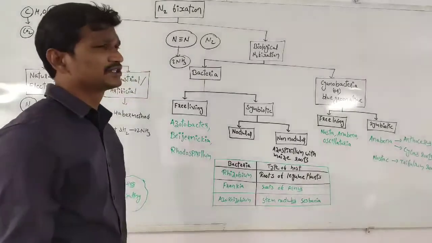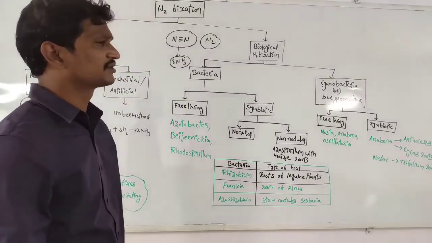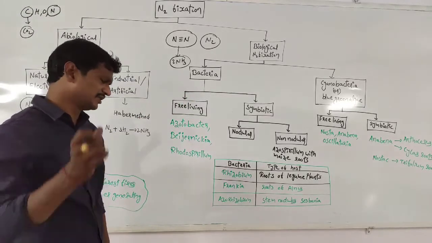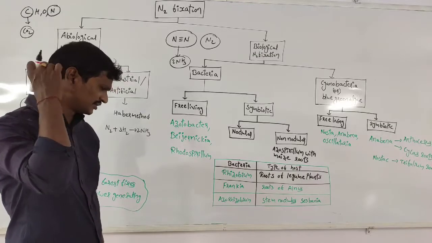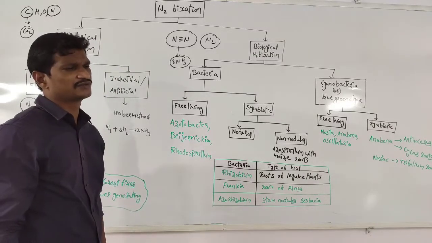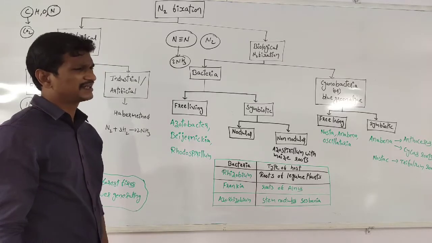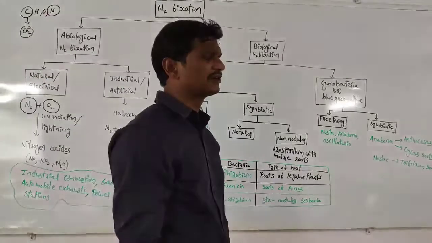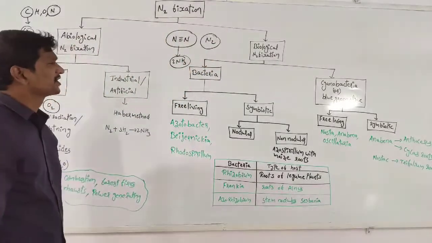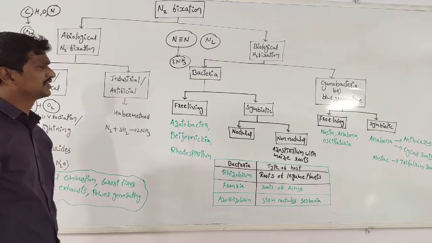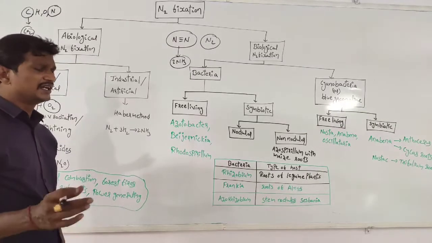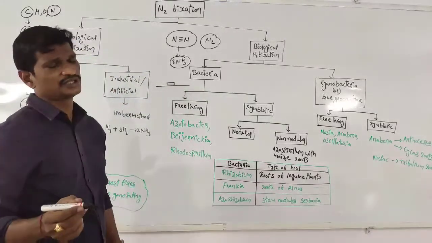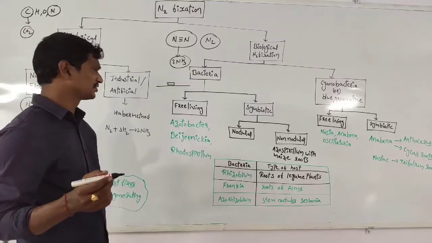Coming to the next one, the biological nitrogen fixation process. Here there is bacteria. Biological nitrogen fixation means living organisms are involved in the nitrogen fixation process. So here there are bacteria and cyanobacteria, especially bacteria which support the nitrogen fixation process. Again, two types of nitrogen fixation are there. One is called free living. Free living means the bacteria individually are involved in the nitrogen fixation process.